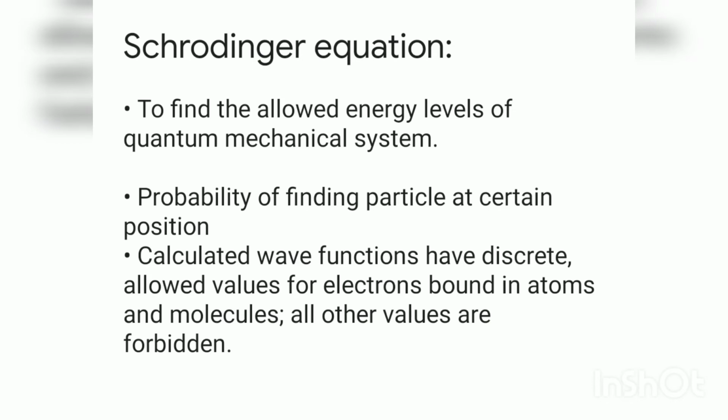Schrodinger's equation gives the probability of finding a particle at a certain position, which means we have already discussed that in the wave function the electron will be located anywhere in the wave. This equation is used for finding the position of the electron or a particle.